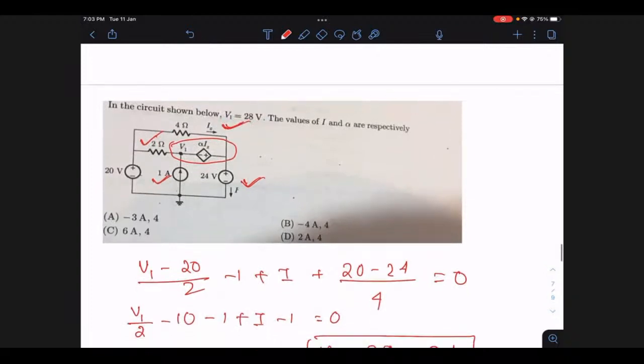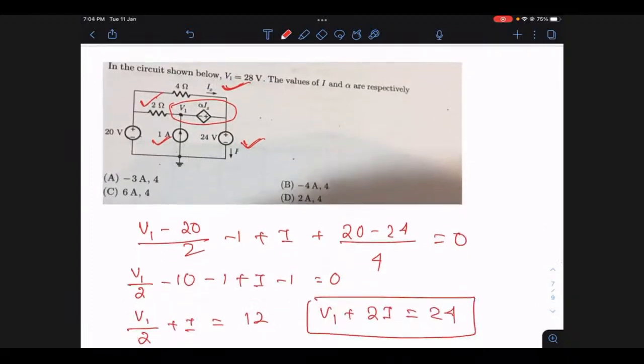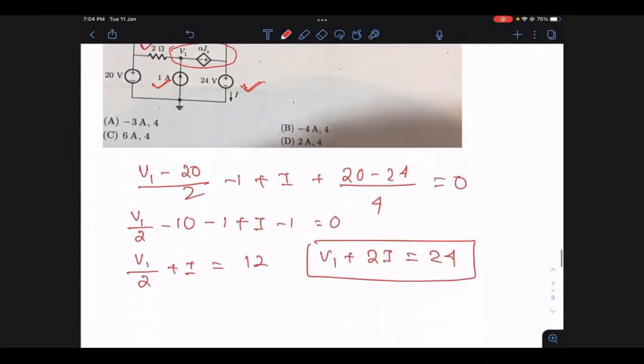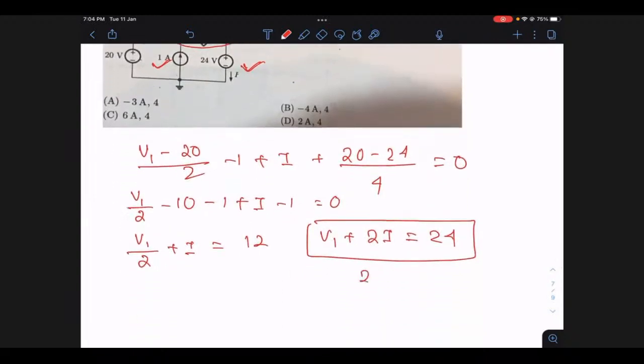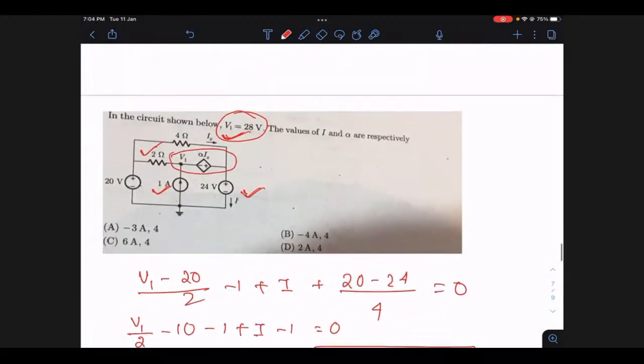And V1 is also known to me, right? V1 is also given in the question, which is 28. You can substitute 28 here, then 2I is equal to 24 minus 28, which is minus 4. So I is equal to minus 2. So the value of I is minus 2.